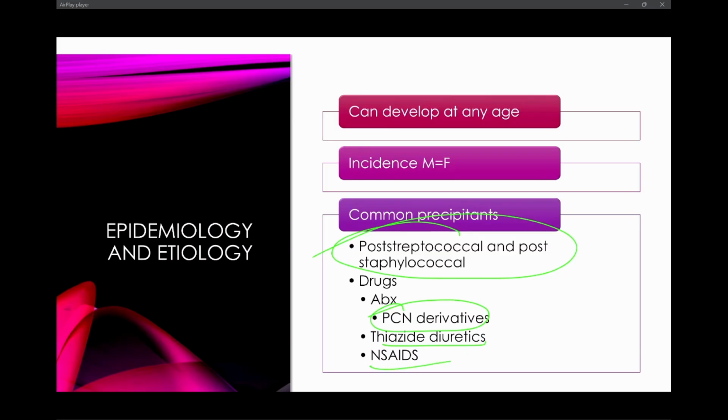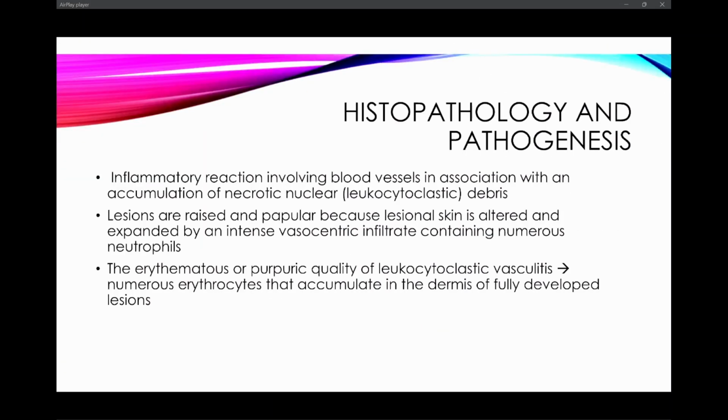So these are your risk factors. This is the important part for this disease, because if I mentioned they're coming with this rash, what are some examples of what could have happened to this patient weeks prior? And one of these may be an answer. Kind of see how you put things together. What are the important parts of those diseases? Histology and pathogenesis. It's an inflammatory reaction involving the blood vessels in association with accumulation of necrotic nuclear debris. This is your leukocytoclastic. White blood cells are in there.